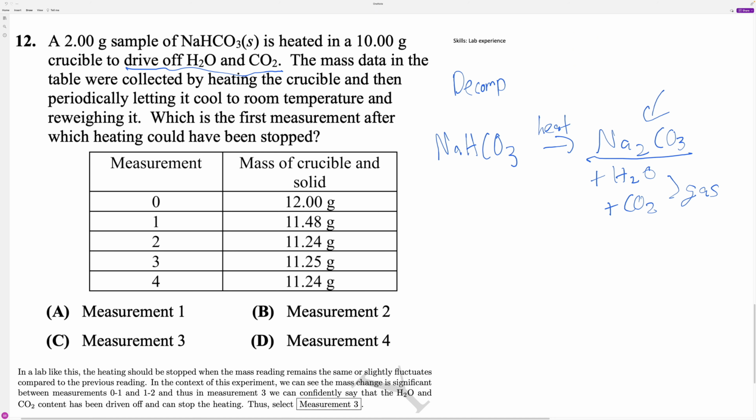Going from measurement 0 to 1, we see the mass is still decreasing, so the reaction is still happening. 1 to 2, same thing, it's still happening. 2 to 3, it does slightly increase by 0.01 grams. However, you can chalk that up to environmental fluctuations, and you're always going to have errors in these types of labs. So essentially the mass is staying the same, and we can stop at measurement 3. So that's going to be our answer.